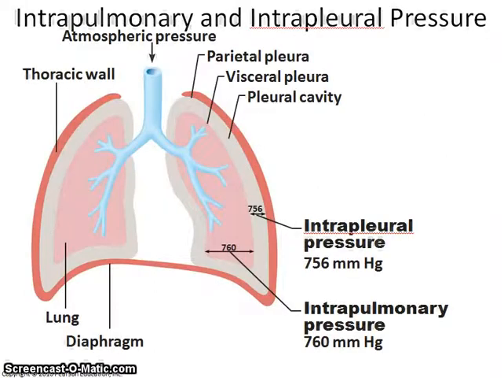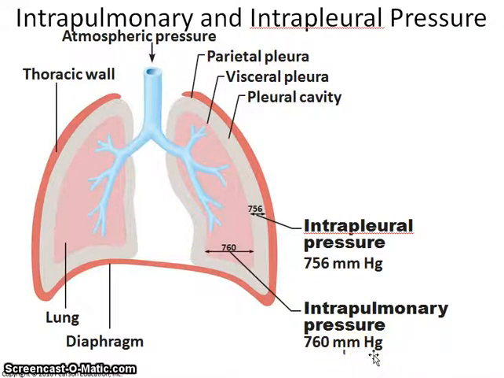It'll make more sense when we look at this picture that's showing the pressures. So we have this dark red around the outside, that's the parietal pleura. The pink is going to be the edge of the visceral pleura, and the gray that's in between is the pleural cavity. The pleural cavity has its own pressure. It's called the intrapleural pressure, and right now it's 756 millimeters of mercury. Inside your lungs you have an intrapulmonary pressure, and it's 760 millimeters of mercury.